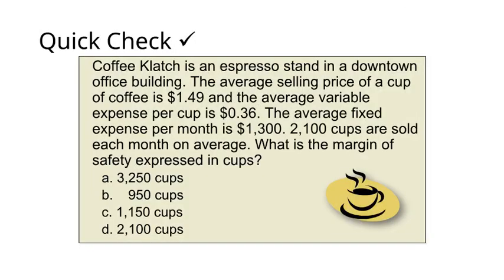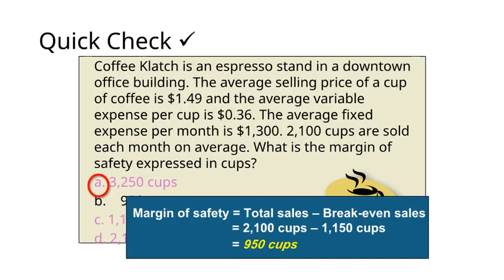Let's see if you can calculate the margin of safety in cups of coffee for the Coffee Clutch. The margin of safety is 950 cups.